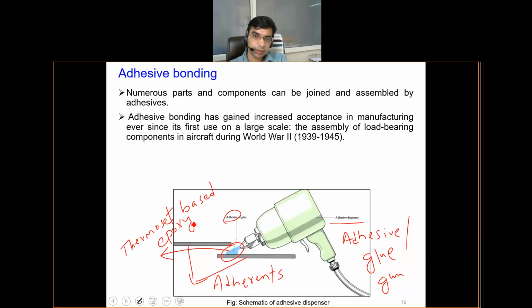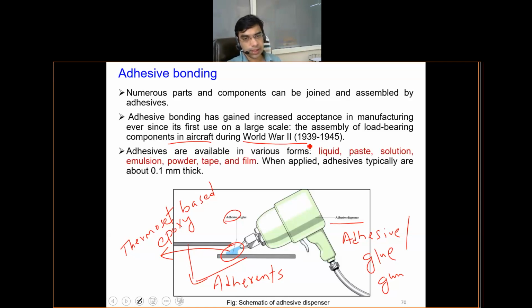Numerous parts can be joined using this process, and this process is not very new, it is very mature and quite old. It was more popular to make components of aircraft, especially during the World War II era, because a large number of aircraft parts can be joined using these processes. Additionally, these adhesives are available in different forms like liquid, paste, solution, emulsion, powder, tape, film. Since adhesives are available in a wide variety of configurations or forms, they can be applied over a wide variety of joint configurations.